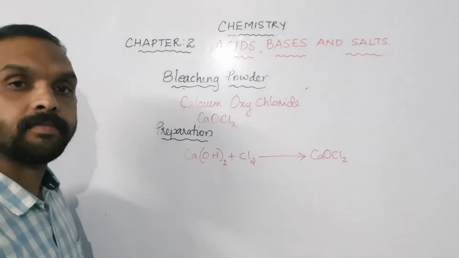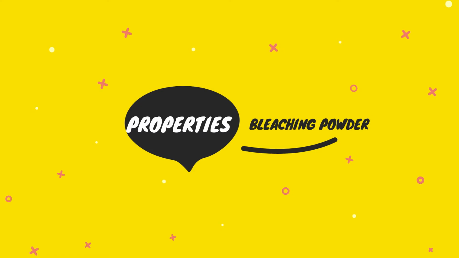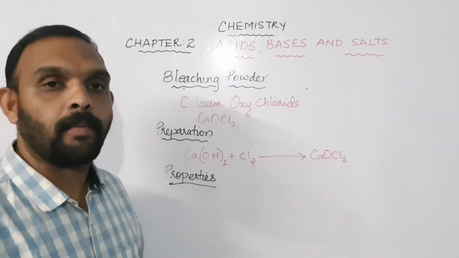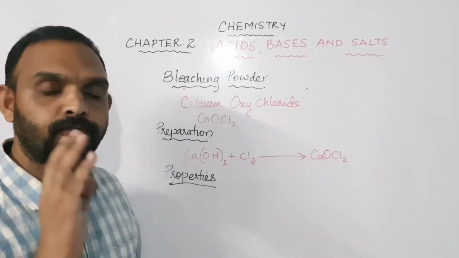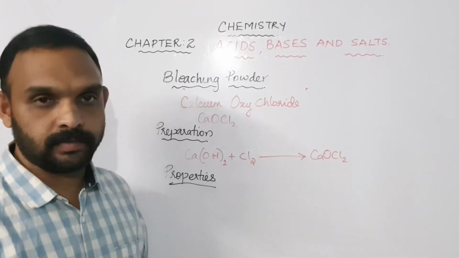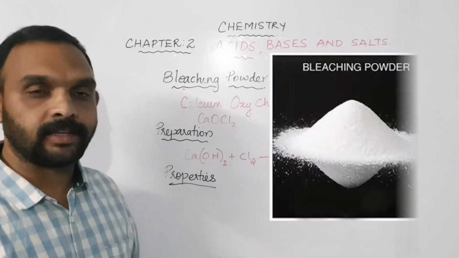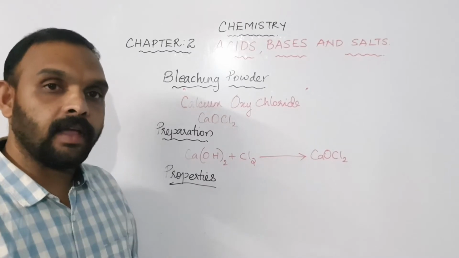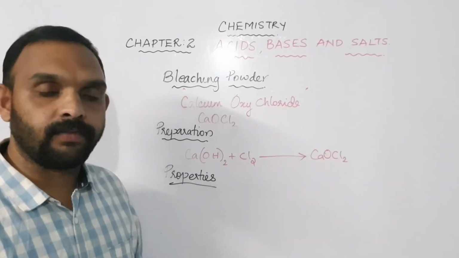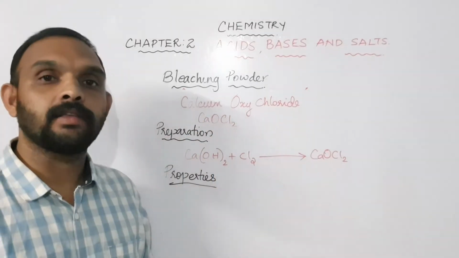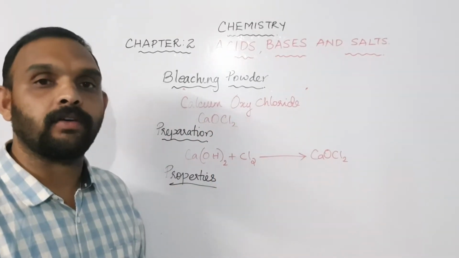Now let's see its properties. It has got some important properties. In that, first one is it is a yellowish white powder. Okay, what is its texture? It is a yellowish white powder. Second one is it gives a strong smell of chlorine. Since chlorine is an important material, it gives off a strong smell of chlorine.